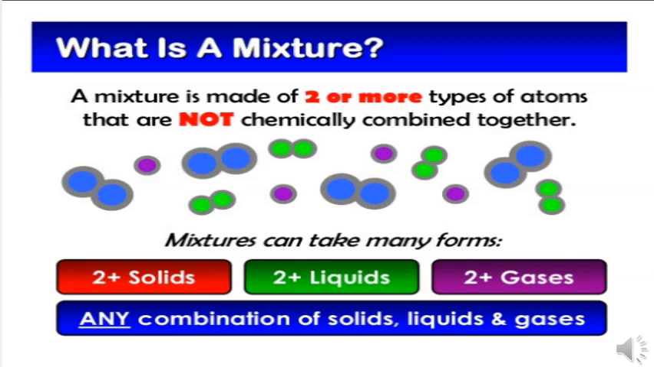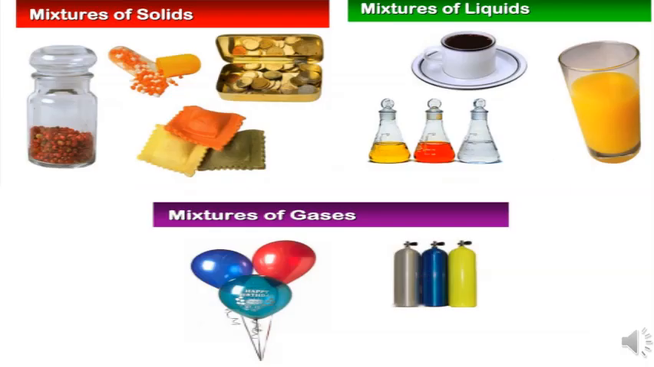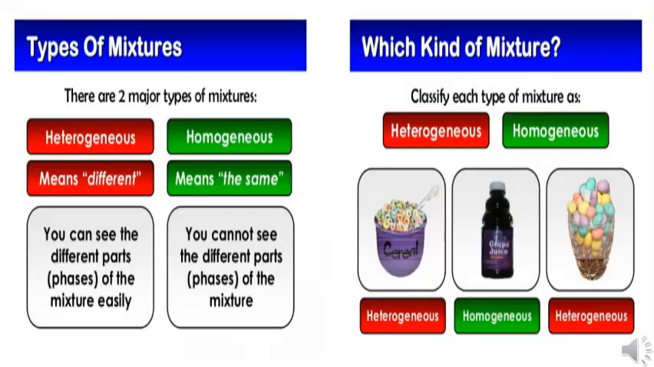Many things that we see and use every day are a mixture of different things. Soil is a mixture of sand, clay, pebbles, wood and rotting plants. Rocks are a mixture of different minerals. Air is a mixture of many gases, mainly nitrogen and oxygen. Here are some examples: mixture of solids, mixture of liquids and mixture of gases.